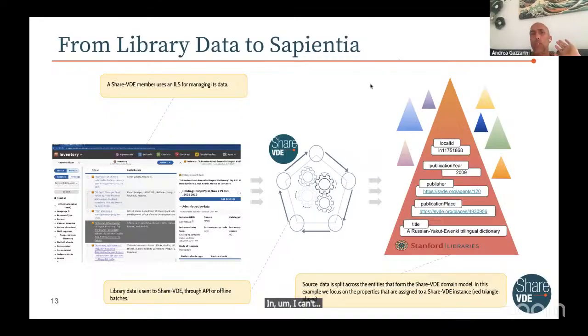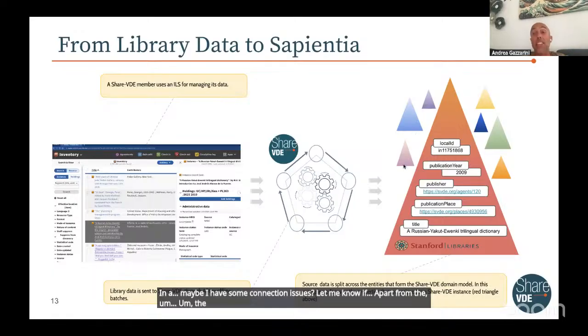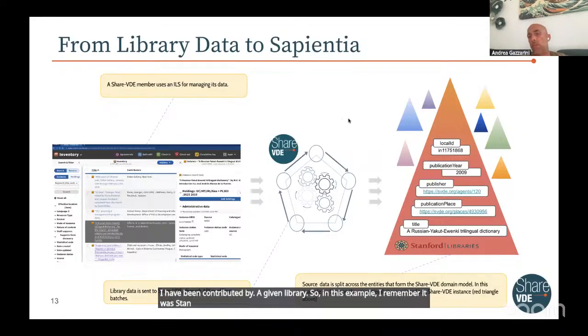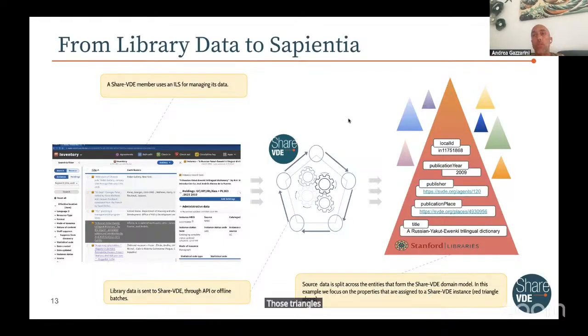Maybe I have some connection issues. Let me know if apart from the main entity, the instance, the bibliographic record contains also other entities like agents, like publishers, like works, and so on, the small triangles. And we store the fact that those entities have been contributed by a given library. So in this example, I remember it was Stanford, maybe. Okay. Those triangles are contributed by Stanford.